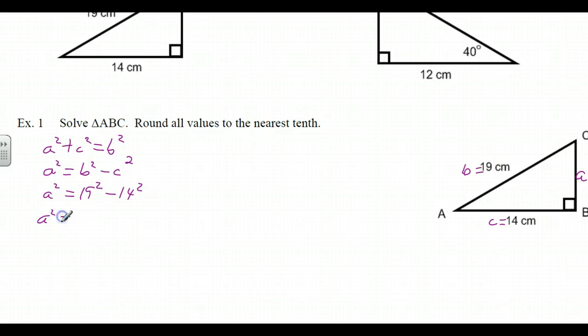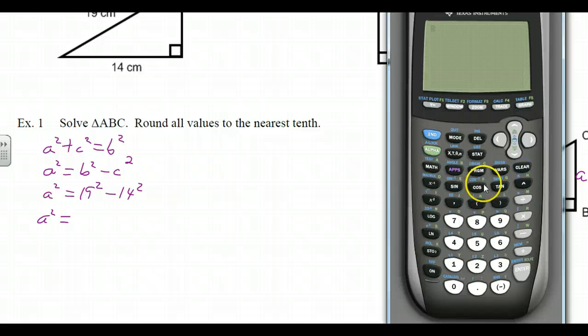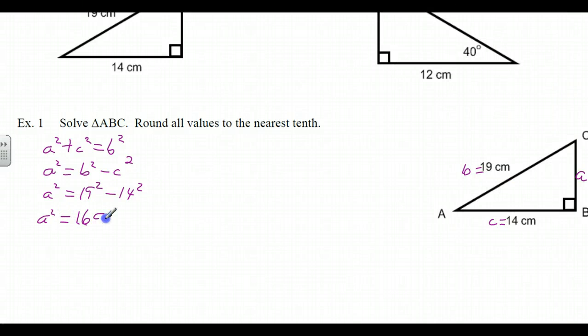A squared will equal, let's get out a calculator, it just turned itself off, let's clear this so we can start fresh. 19 squared minus 14 squared is 165. A squared is 165. A is the square root of 165. This is an exact value, okay, and it's important that we recognize that, and that sometimes we'll be using exact values, and we want the square root of that.